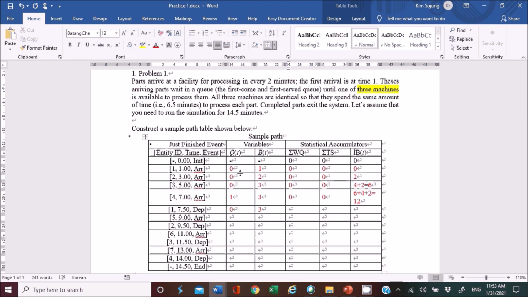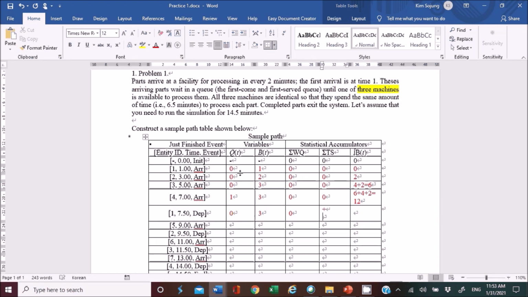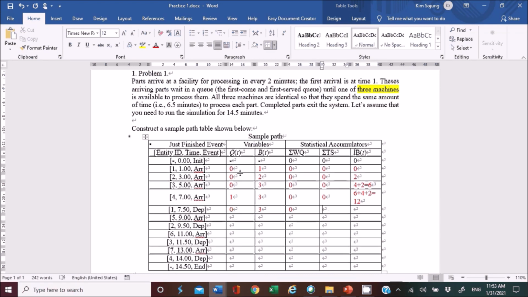And Qt, actually now you need to update the tally statistics, right? We have 2 tally statistics. The waiting time of the first entity was 0, so that's why it's 0. However, the time in the system of the first entity is what? 6.5, right? So 7.5 minus 1 will give you 6.5, right?